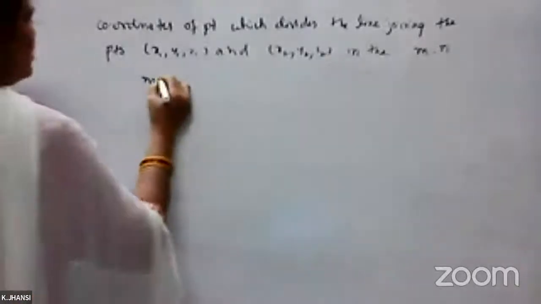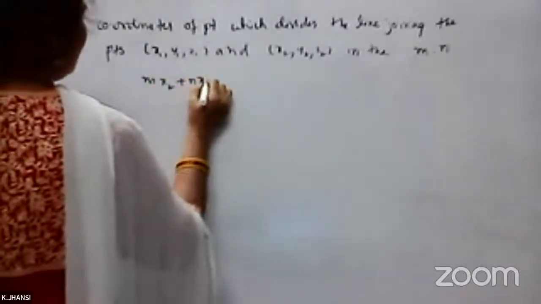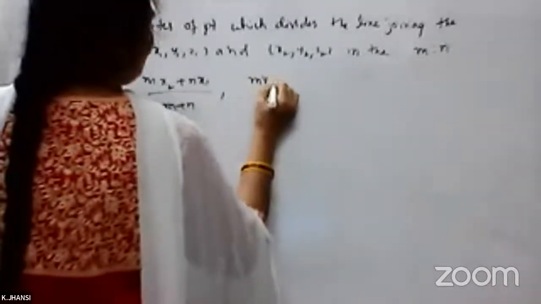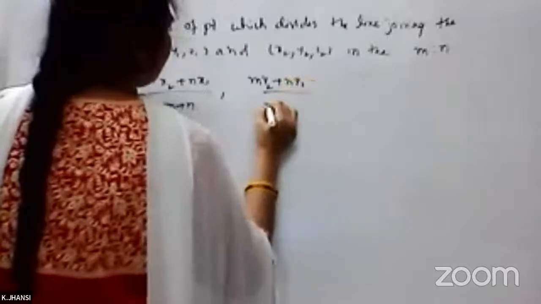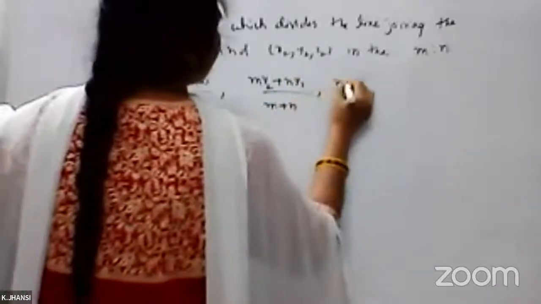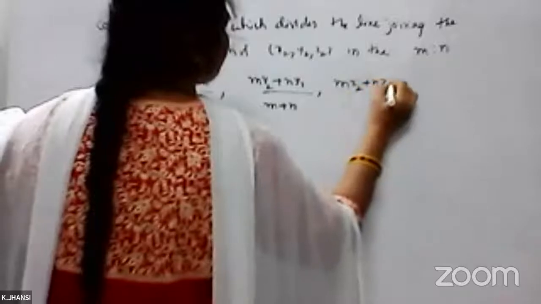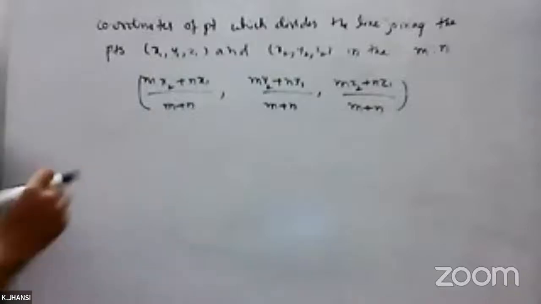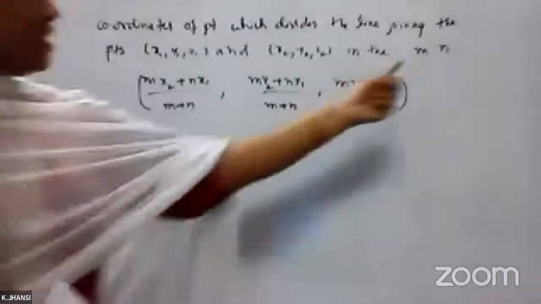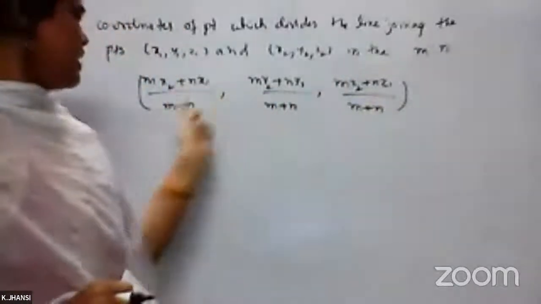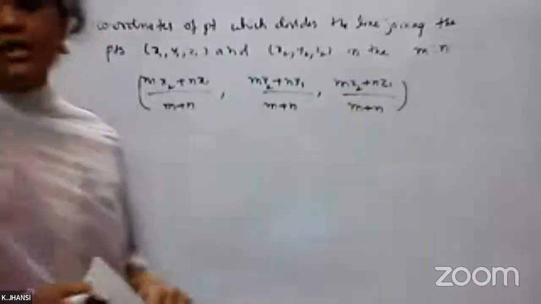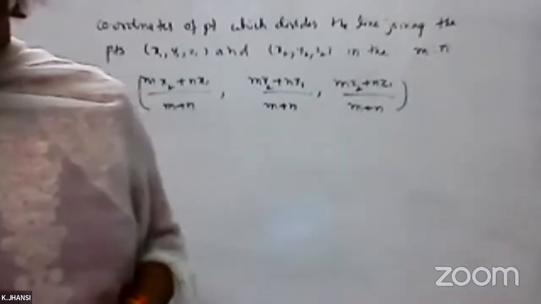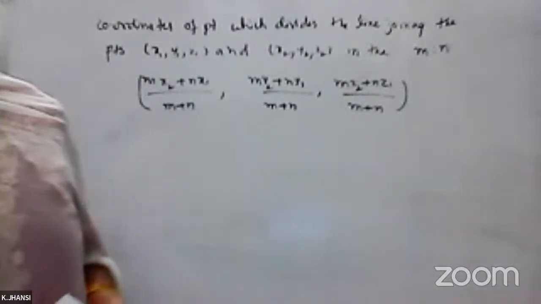So m into x2 plus n into x1 by m plus n, comma, m into y2 plus n into y1 by m plus n, comma, m into z2 plus n into z1 by m plus n. Like this you will have. If it is minus n, what will happen here? There will be a minus sign in the denominator also, and that is used when it is asked for externally. You have these formulas on the 13th page.